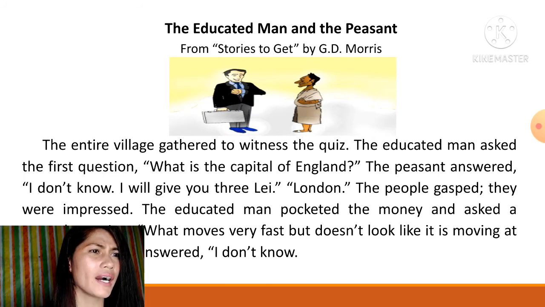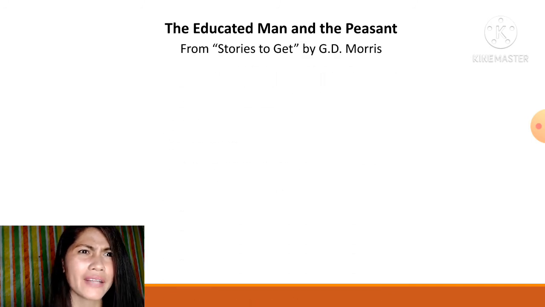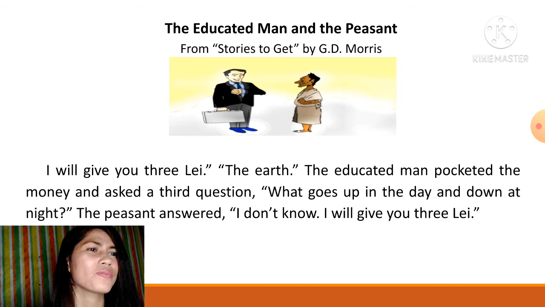The entire village gathered to witness the quiz. The educated man asked the first question. What is the capital of England? The peasant answered, I don't know. I will give you 3 li. London. The people gasped. They were impressed. The educated man pocketed the money and asked the second question. What moves very fast but doesn't look like it is moving at all? The peasant answered, I don't know. I will give you 3 li.